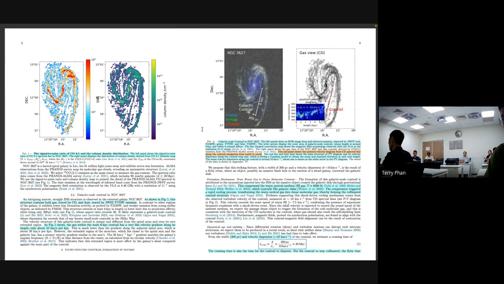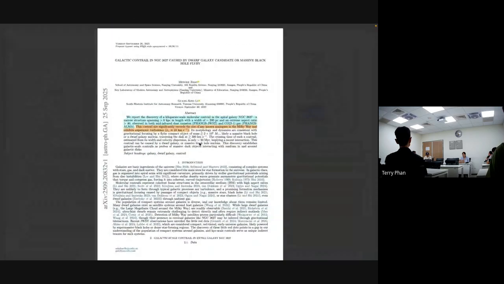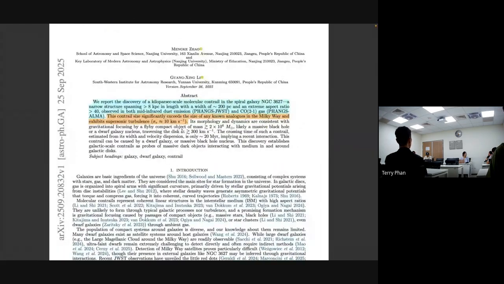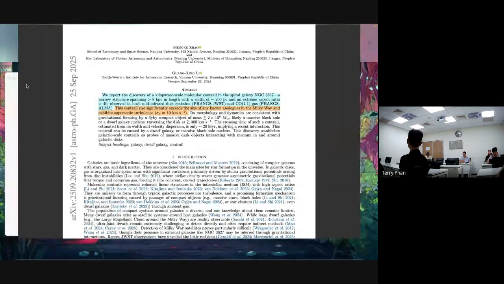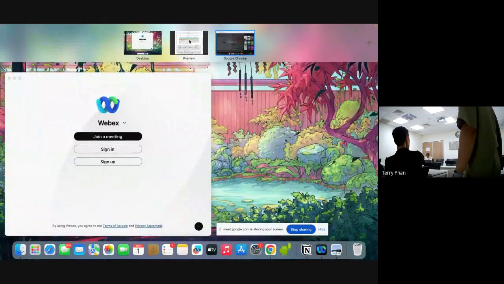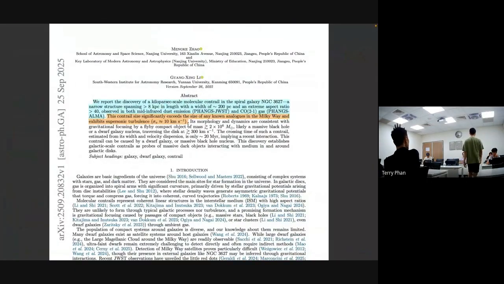Okay. Did they mention how they chose this particular galaxy? How did they know that there's something? This was first observed by, I think, JWST or ALMA. They observed it first, then after the observation, they followed up. Okay. Thank you. I wish they showed the simulation, then it would be more obvious. Yes.